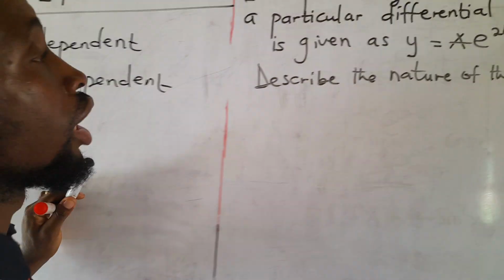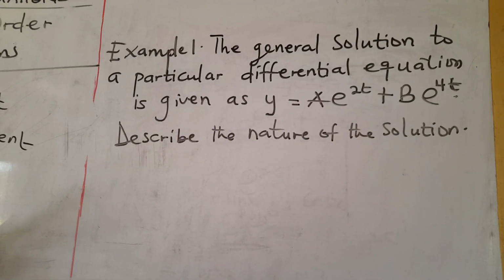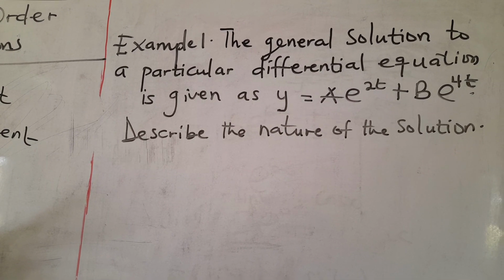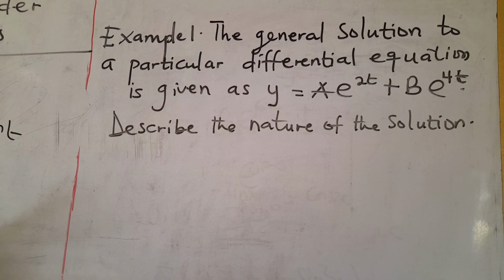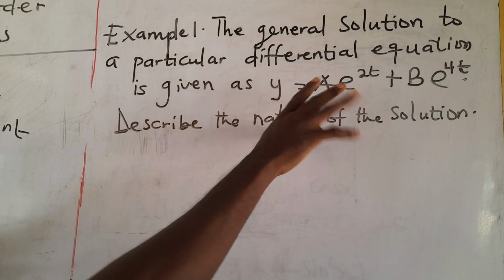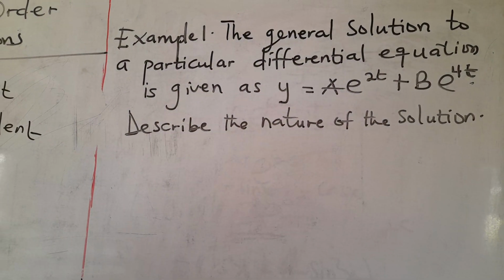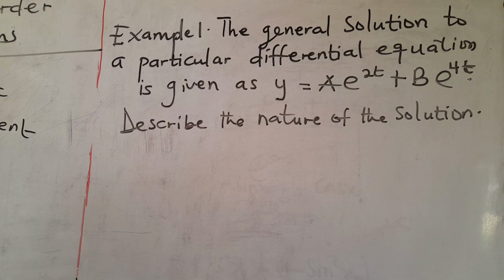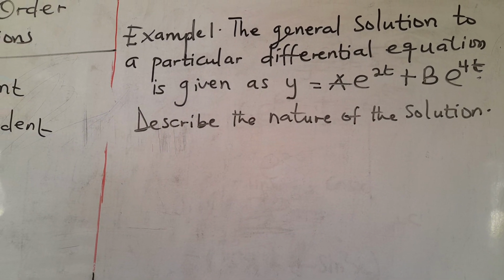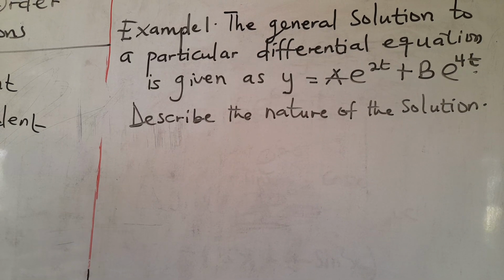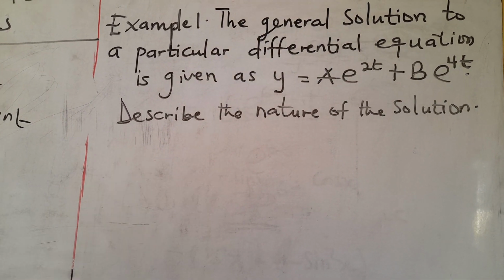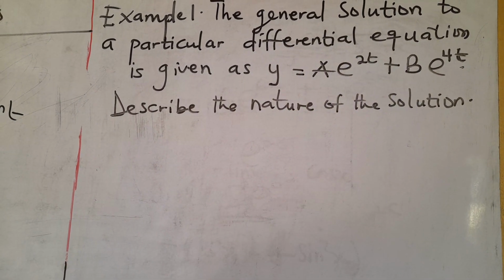They say the general solution to a particular differential equation is given as y equal to a e exponent 2t plus b e exponent 4t. Describe the nature of solution. So this one, the solution is given. There are some situations where you have to solve it yourself and describe. Please check out my videos on how to find solution to homogeneous higher order ordinary differential equations on YouTube. So, how do we describe the nature of this solution?